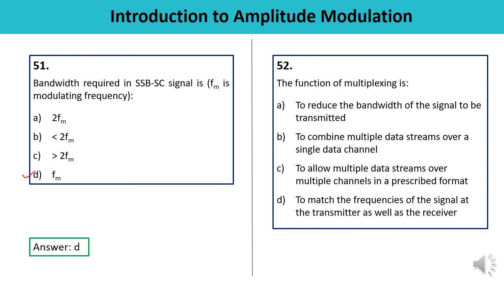Next question. What is the function of multiplexing? Read all the options which have been given over here. But the function of multiplexing, you can remember it: its function is to combine multiple data streams over a single data channel. So it means the correct answer must be B. While all the other options, if you are going to write them, they are not going to match over here. This is the correct one.